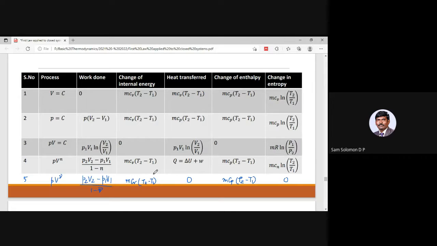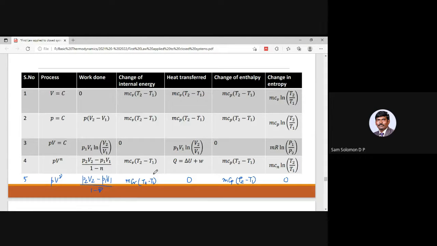Memorizing won't help you in the longer run. While I am deriving it, I am not recalling it from my memory. All that I remember is the base equation. The base equation is PV power gamma equal to constant. That is what you have to remember. The other base equation is W equal to integral P dV. Then you integrate it. That is how you have to remember the formula. P2 V2 minus P1 V1 by 1 minus gamma, I don't remember it all the time.